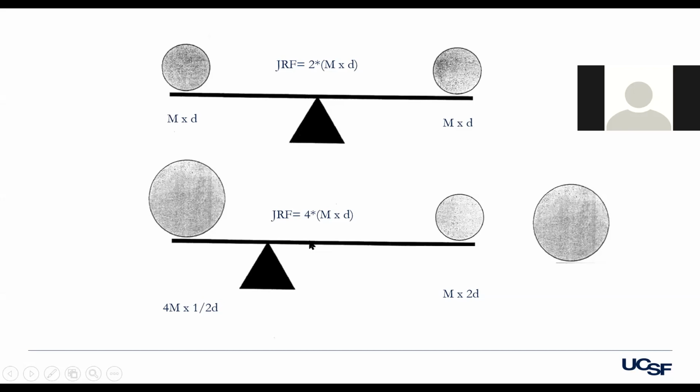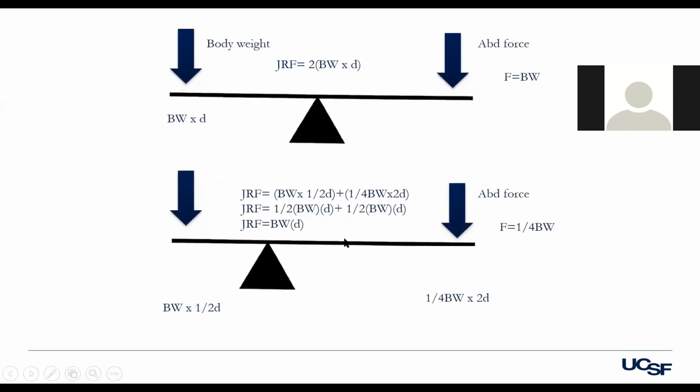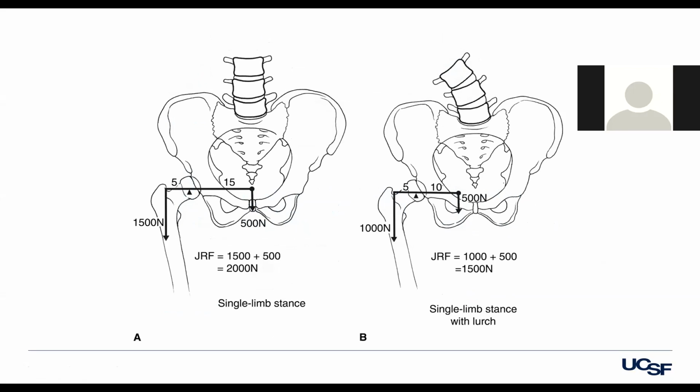So, moving that fulcrum twice as far away or moving it half the distance towards one is going to double the overall joint reactive force just as a result of needing to balance. So if we look at that in more of a body weight abduction force sense, if we move that body weight closer to the fulcrum, it's going to decrease your abduction force needed. So that comes into play when we're talking about these single limb stance diagrams with a lurch. So if you lean towards the affected side, you're moving that body weight closer to the hip joint. That decreases the amount of pull that the abductor has to do to accomplish the same balancing, and then decreases your overall joint reactive force.